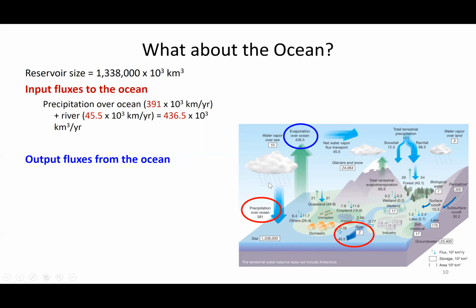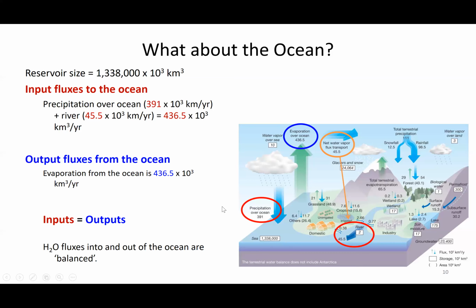An interesting little side note here is that the net water vapour transport flux from the atmosphere overlying the ocean to the atmosphere overlying the land is 45,500 cubic kilometres per year. And not surprisingly, that is balanced by the riverine flow back into the ocean from the land. And so again, we have the balance of the input fluxes into the ocean equal to the output fluxes from the ocean.